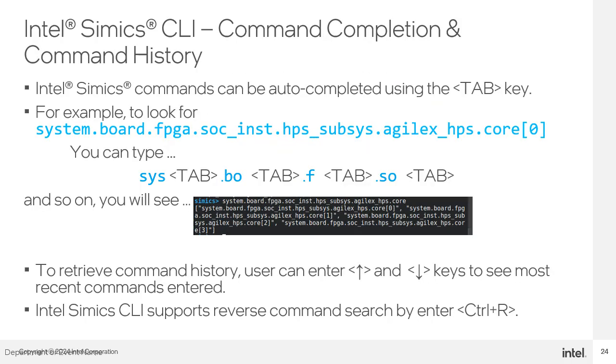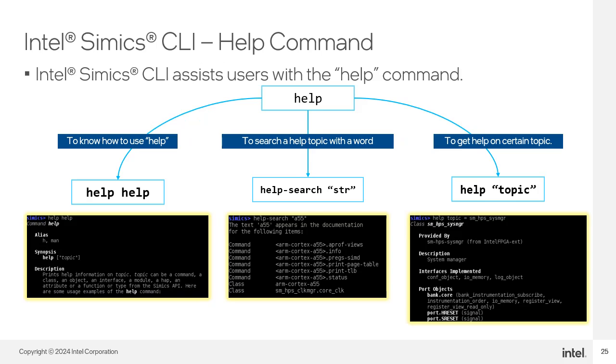If you want to autocomplete a command, you can use the Tab key. To retrieve the command's history, you can use the up and down keys. The Help command is useful to search a topic with a word or by topic.